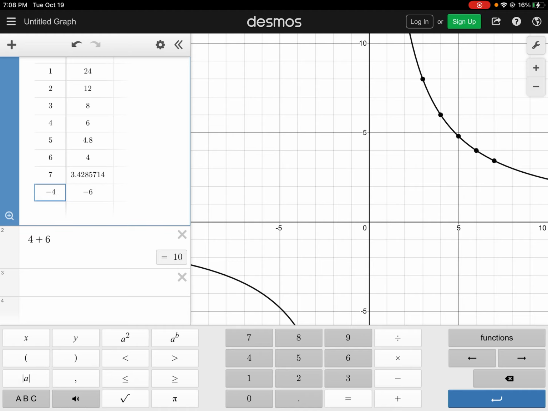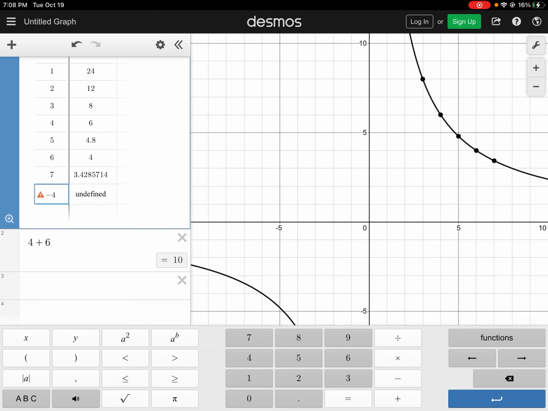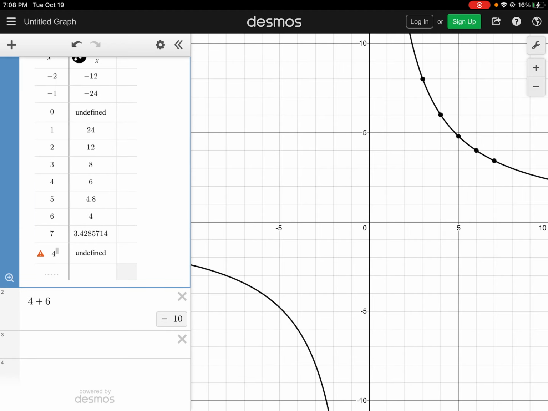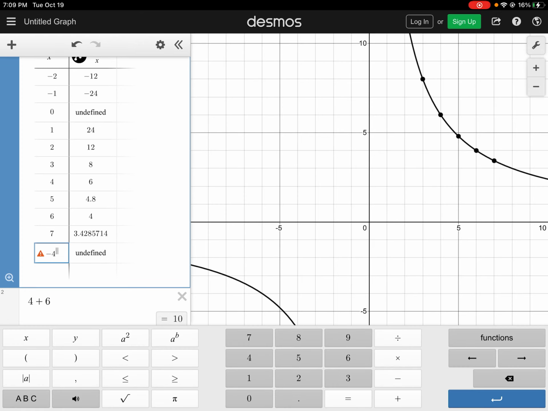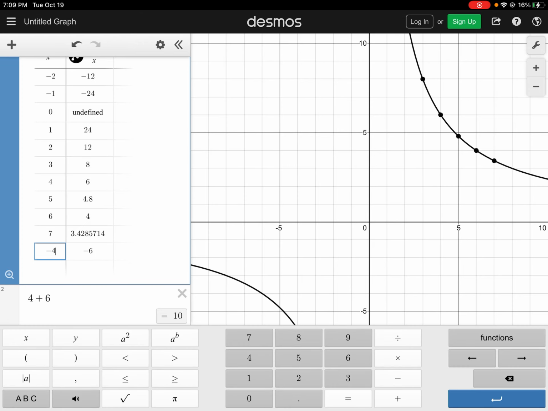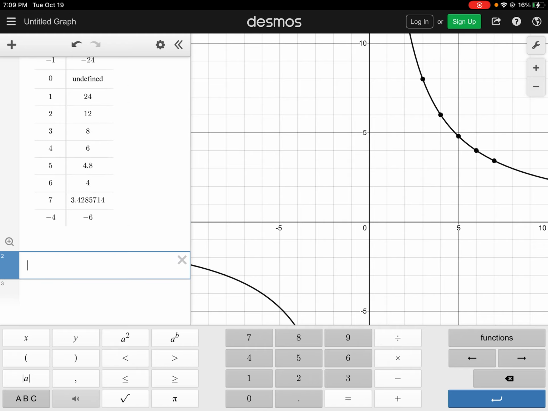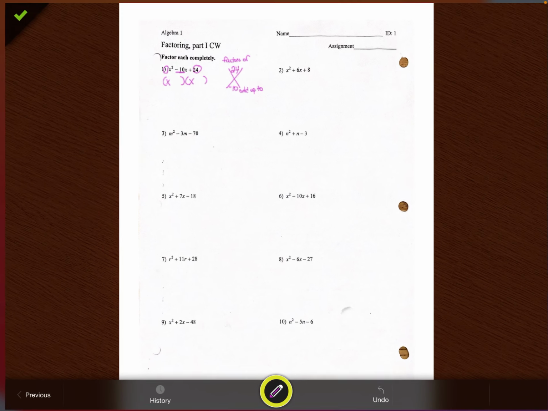When I type it in, Desmos figures out that -4 times -6 is going to give me the positive 24 that I'm looking for. Okay, back up. Let's take that out. There we go. So I'm just going to verify when I add -4 and -6, I get -10. Yay, just solved my X puzzle.